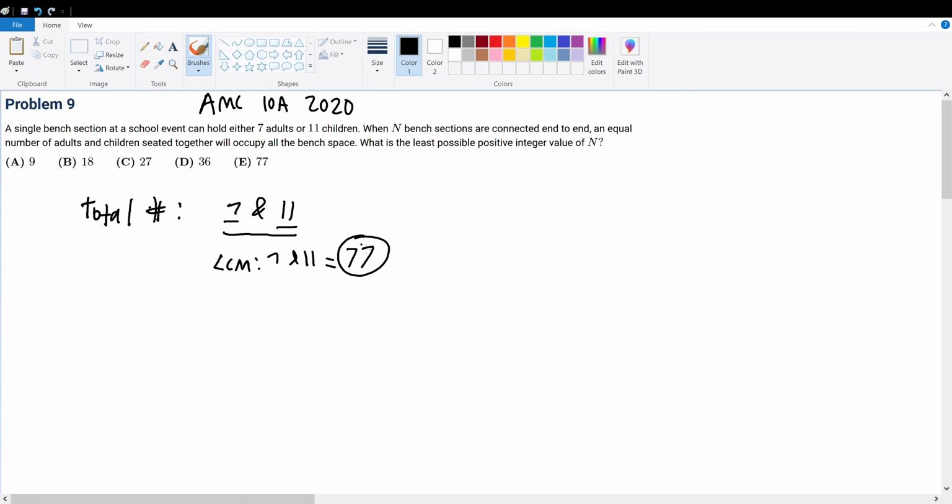But we're trying to find out how many of these benches there are. This is how many people there are, but we want to find out how many benches. Well, read it. It tells us that 7 adults or 11 children can hold the entire space of a single bench. So if there are 77 children and adults, then 77 over 7 plus 77 over 11 will give us a total number of benches, because each bench can either hold all adults or all children. So this will give us 11 plus 7, which is 18, giving us answer choice B as our conclusion.